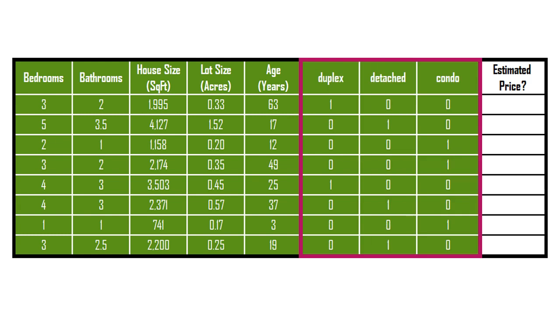Instead, we use a technique to create a new feature for each unique home type value. And then, for each home, we set each feature's value to either a 0 or a 1, depending on if the home is that type.